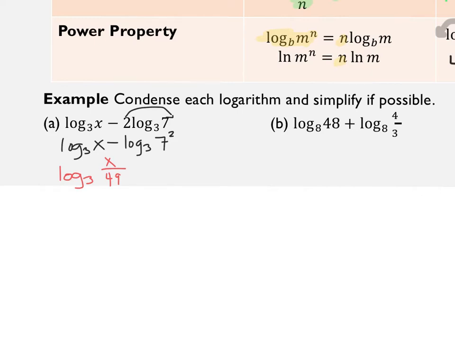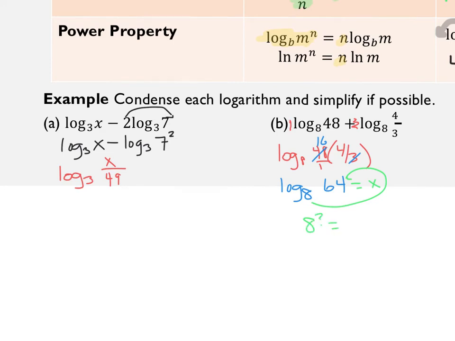If we look at B, we're going to follow the same steps. Notice we have no numbers in front of the logs, so we have no powers. We know the plus sign means product, so we can say log base 8 of 48 times 4/3, and then we just have to finish cleaning it up. If I put a 1 underneath the 48, we know 3 goes into 48 16 times, and we have log base 8 of 16 times 4, which is 64. Now, if we were to write this in exponential form, we would have 8 to what power equals 64, and our final answer is just 2.